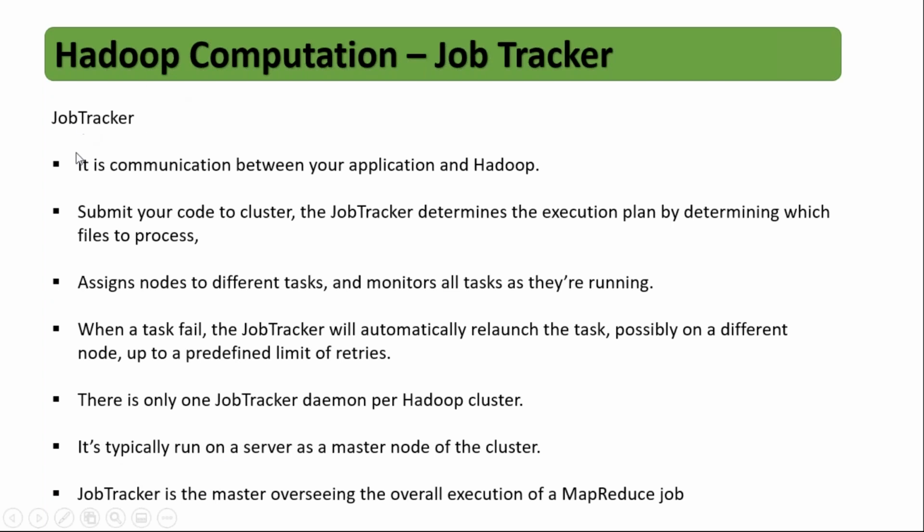So where does the job tracker run? Job tracker runs on the master node, the name node in a cluster. That's part of the name node again. So job tracker is the master overseeing the overall execution of a MapReduce job. That's very, very important. So these are the main functions of job tracker.